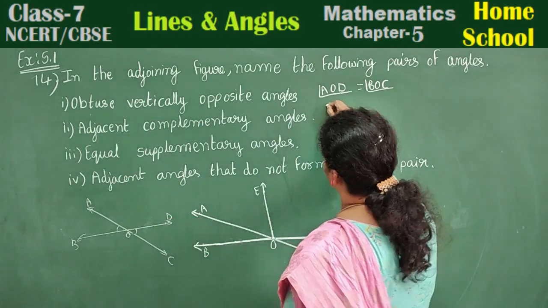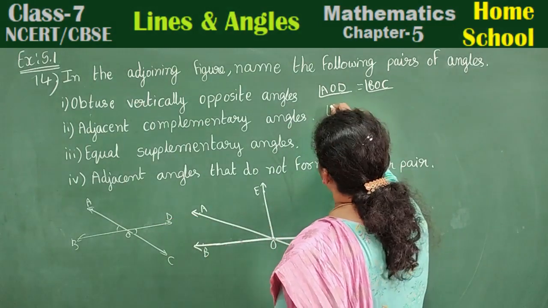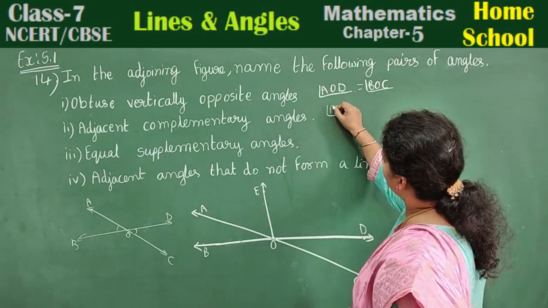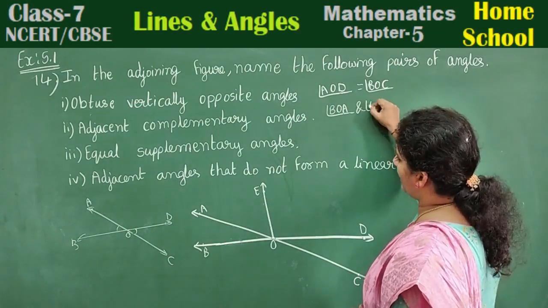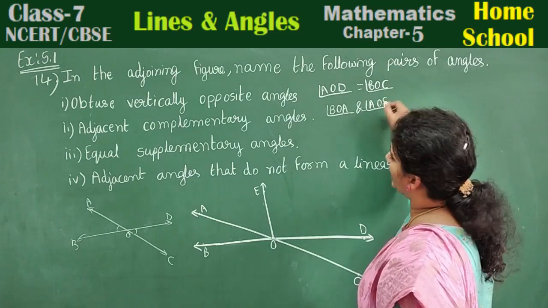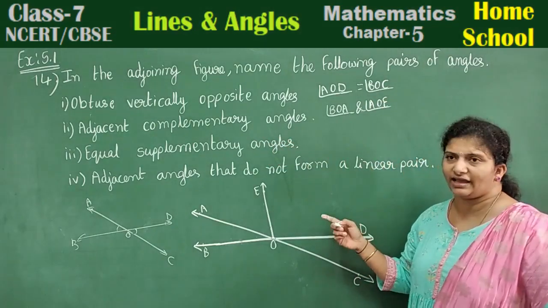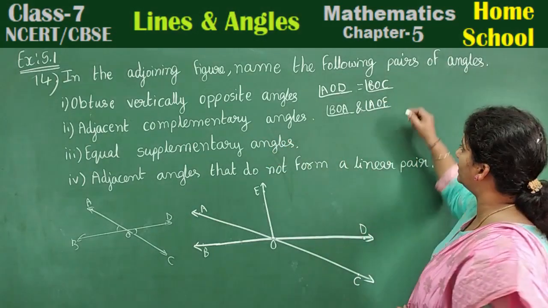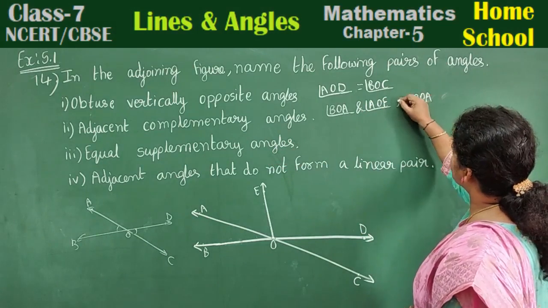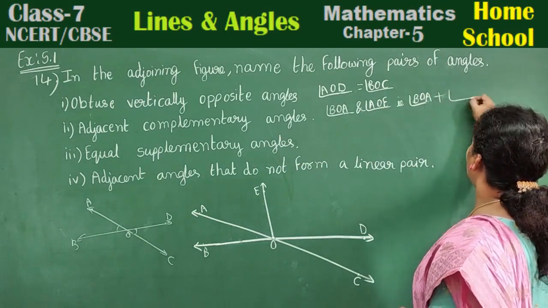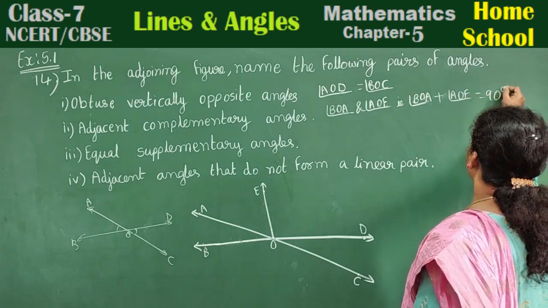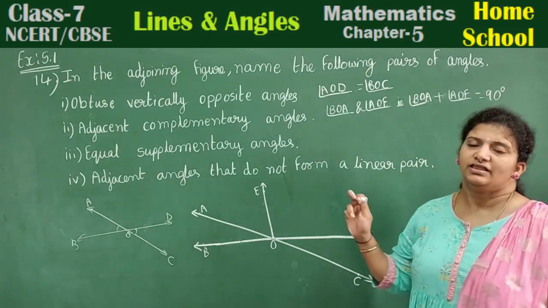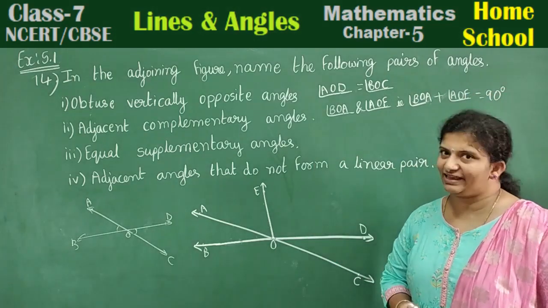The adjacent complementary angles are angle BOA and angle AOE. They are complementary when angle BOA plus angle AOE, sum will be 90 degrees. Then I can say they are complementary angles.